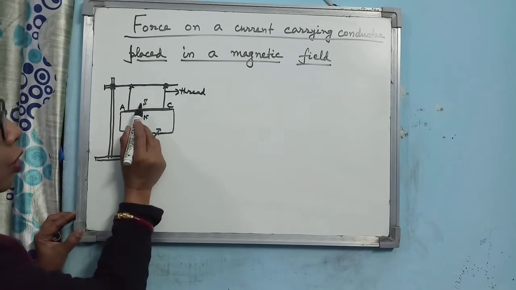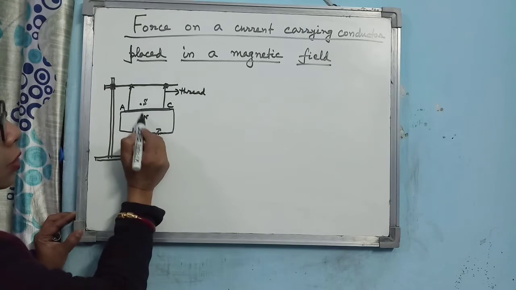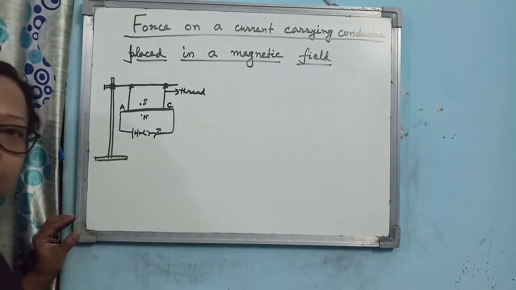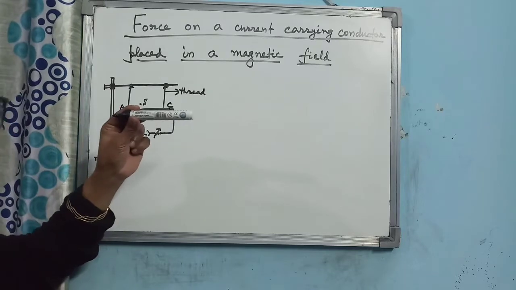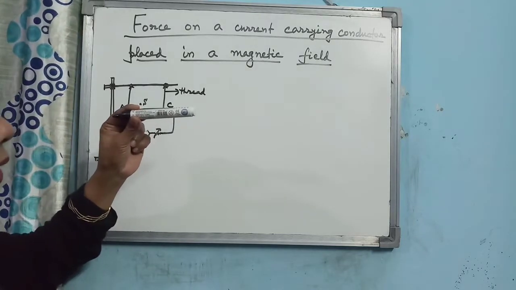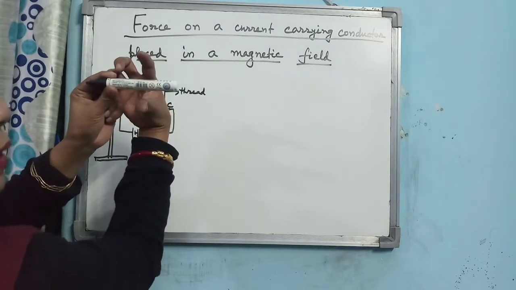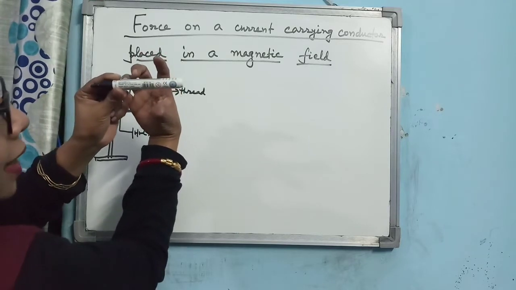Here you see I have not drawn the magnet. It is north and it is south. Means what? I am just showing you how it is placed. If this is the conductor, then a horseshoe magnet is kept like this.